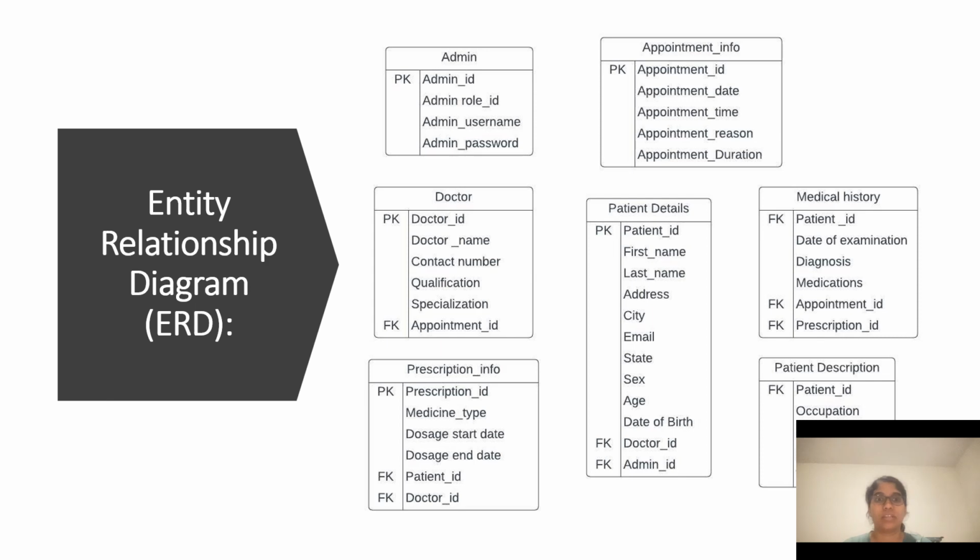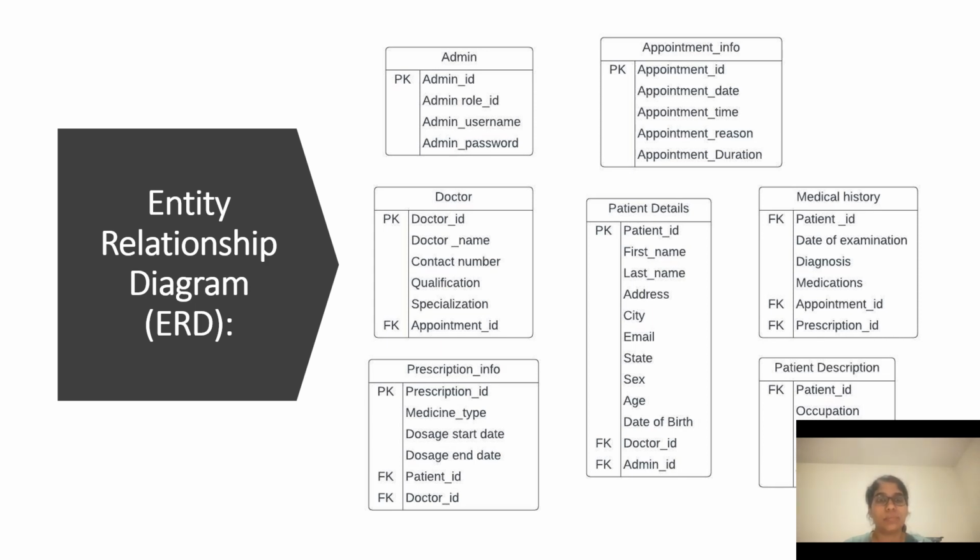Coming to the doctor, the primary key is doctor ID. A foreign key is a set of attributes that refers to a candidate key, which is a primary key value, creating a logical relationship between the database objects represented by the rows. So in the doctor entity, appointment ID is the foreign key, taken from the appointment info table.